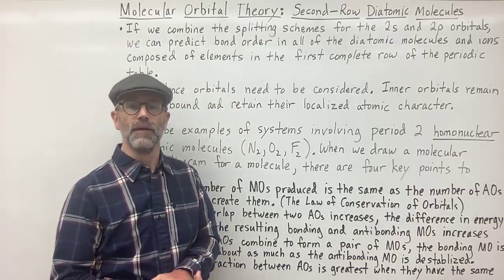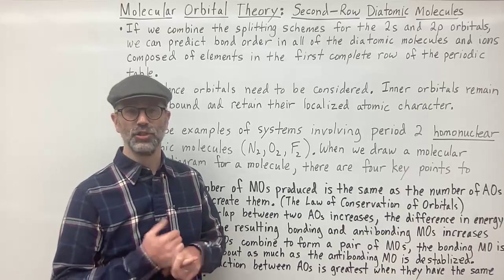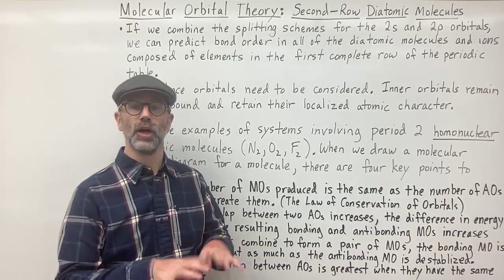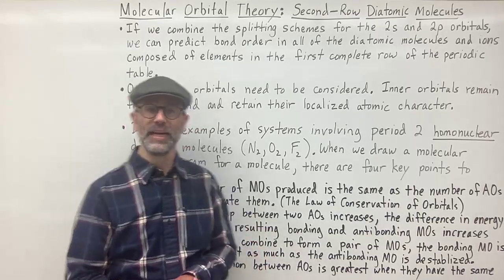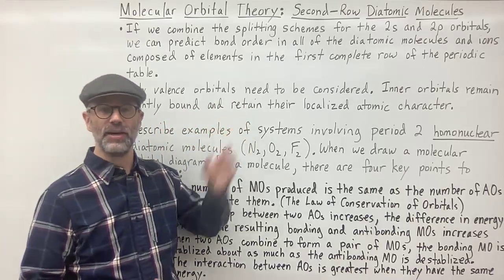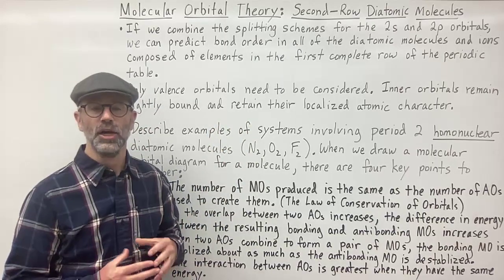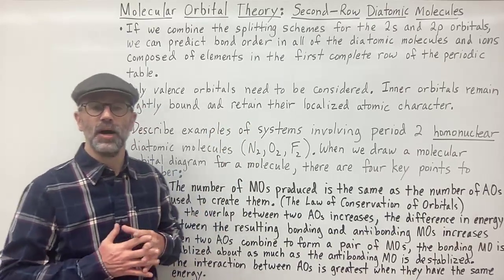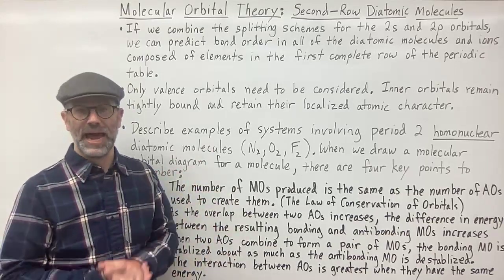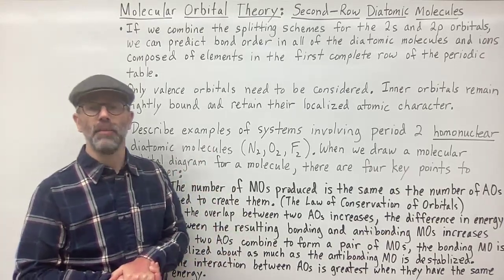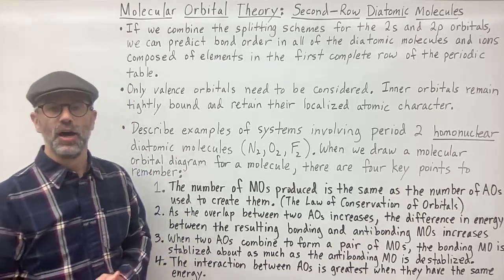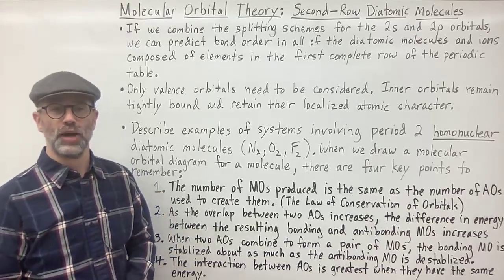So if we're in the second row, that'll be the 2s and the 2p. There's no reason to consider the 1s because that's more of a core inner orbital, and the inner orbitals are going to remain tightly bound, and they're going to retain their localized atomic character. So they're not going to become molecular in the sense that those electrons are shared by the atoms in the whole molecule, but rather they're going to be localized to whatever atom has those inner orbital electrons.